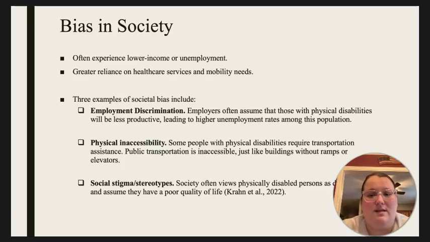Secondly, many buildings and public transportation systems remain inaccessible. Adding accessible features such as ramps, elevators, and wheelchair vans will help limit this bias. And lastly, social stereotyping often makes it seem as though individuals with a disability have a lower quality of life, and this is not always the case. They can live the same life that normal people, or I guess you could say people without a disability, live.